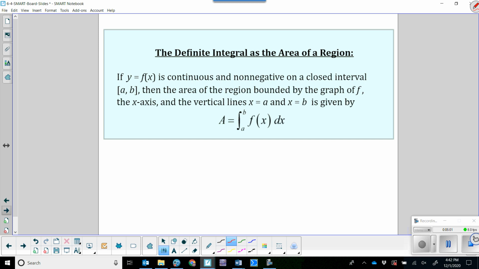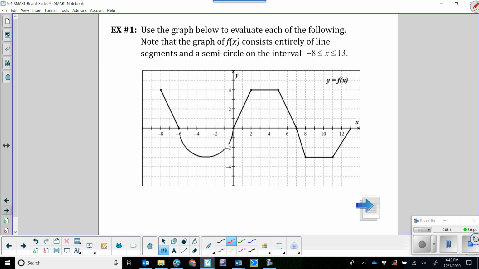Okay? So it only works to give us area if the entire function is non-negative, meaning it's above or on the x-axis. Then that is in fact area. Okay, so now we're going to do a very typical problem on the AP Calculus test. It's to deal with things like this where we have to find a bunch of different integrals.